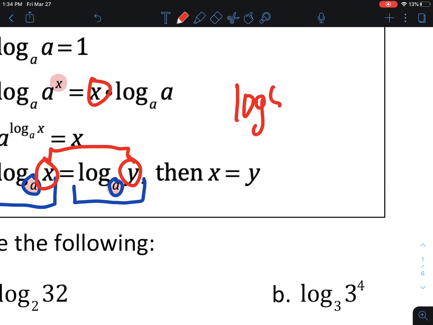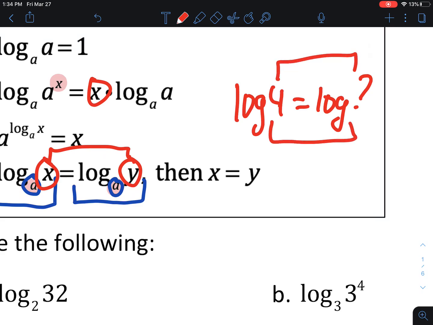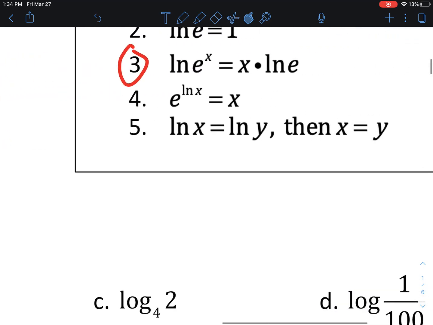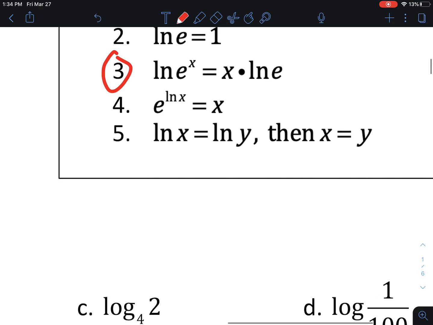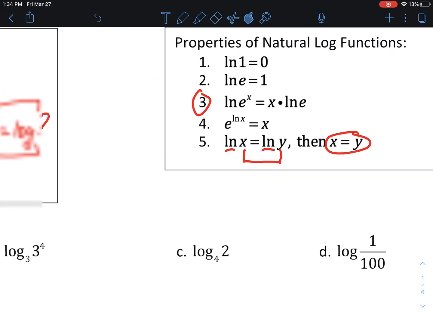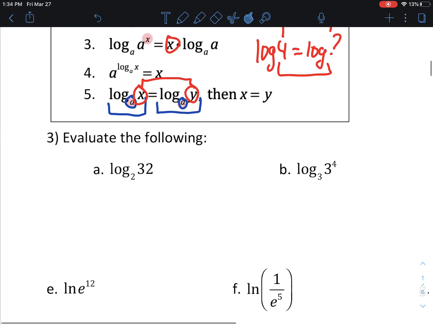So if I said log of 4 equals log of what? Well, it's the same base. So obviously this has to be a 4. I mean, it's the same thing on either side. Okay, so it's almost trivial, like you might already know that, or common sense would have thought to do that. Same thing here, as long as you take an ln, aka same base, then these things have to be the same. All right, holy cow, lots of words. I'm talking all day long.